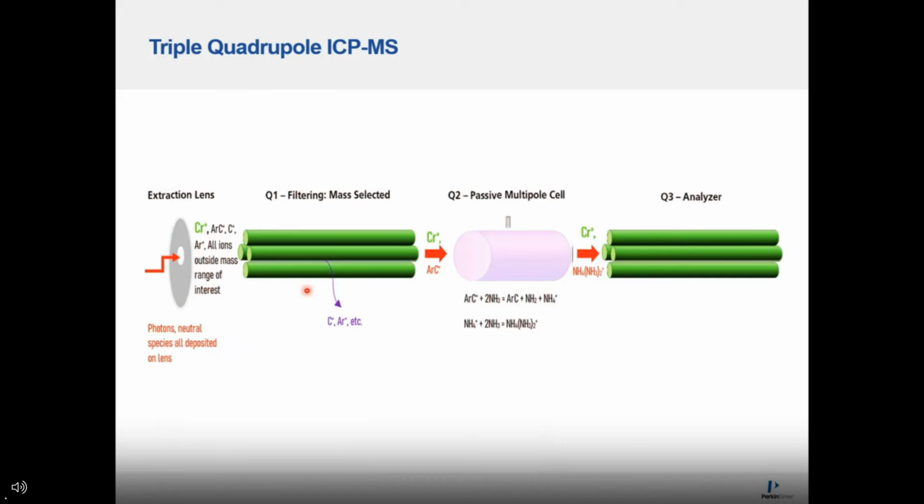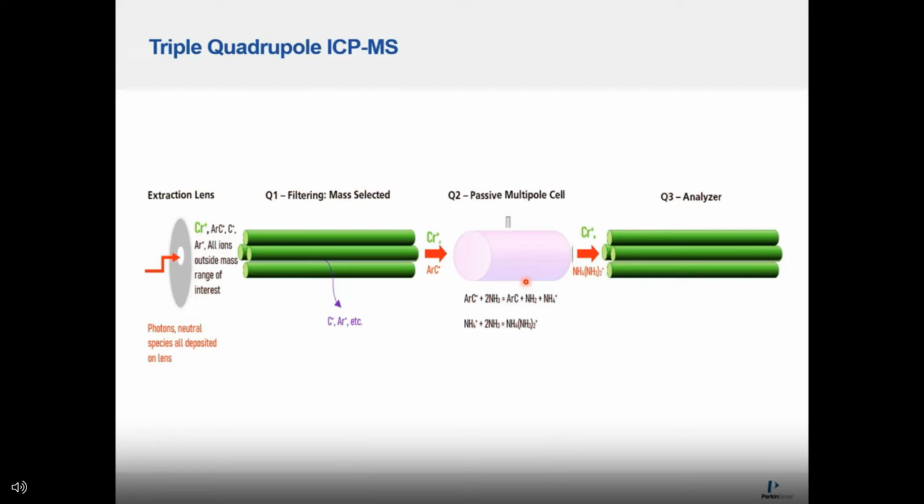In this example here, mass 52 is transmitted through Q1, while other masses such as argon-40 and carbon-12 ions are rejected. When mass 52 enters the cell, the ions are subjected to reactions for the best interference removal. So in this case, argon-carbon ions with mass 52 reach the cell and start reacting with ammonia, the cell gas that we commonly use. They either transfer the charge to ammonia or dissociate into argon and carbon ions.